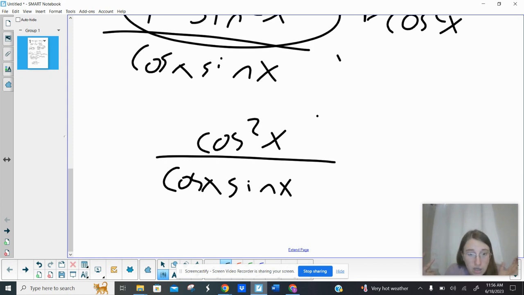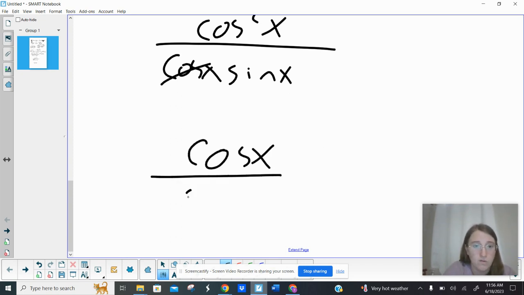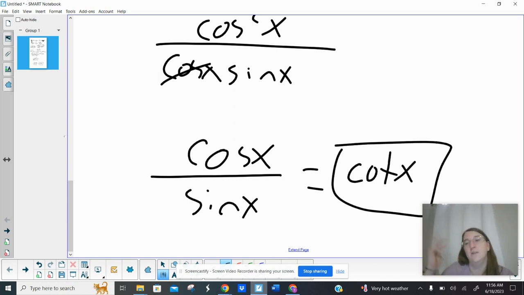So there's actually just one or two more things here. Now we can simplify this. I can cancel out one of those cosines. So I'm left with cosine x on the top over sine x. And then again, this isn't yet one trig function, we just want one, but this is cotangent. It's the reciprocal of tangent. So that's going to be the answer.